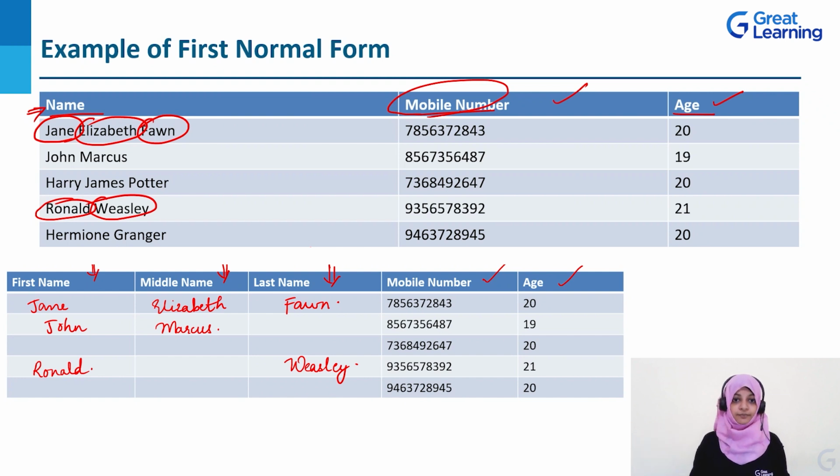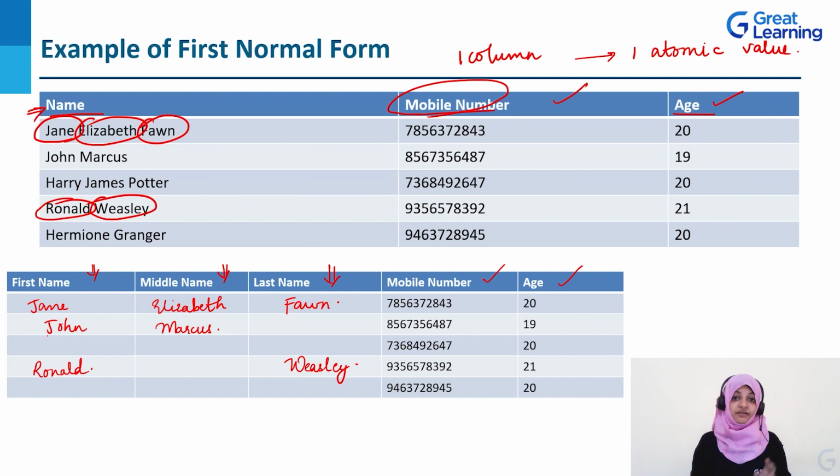Thus, in the first normal form, we've seen that the aim is to ensure that in one column of the table, there is only one indivisible or atomic value.